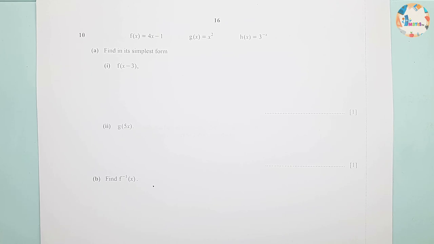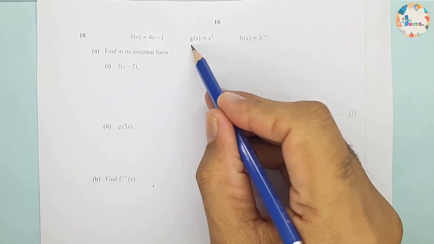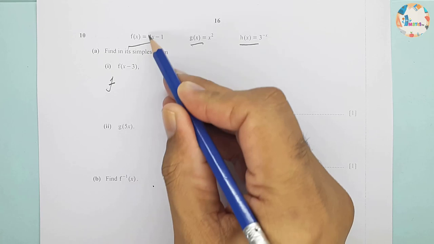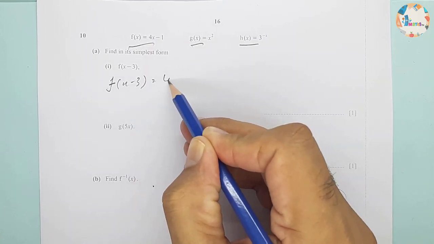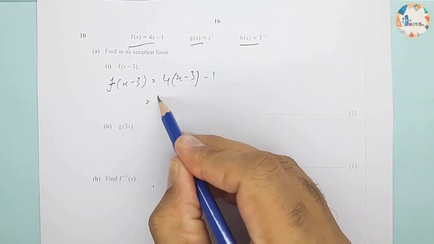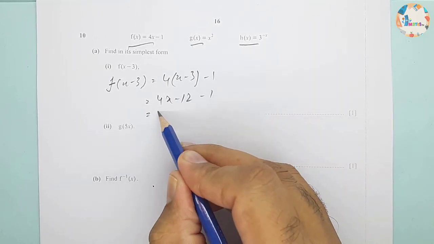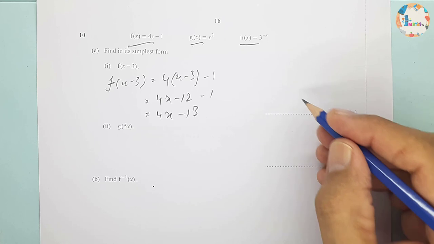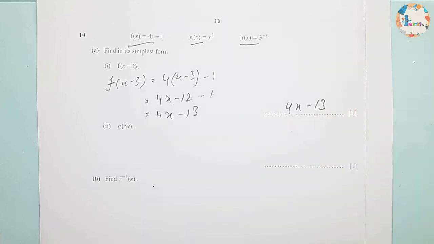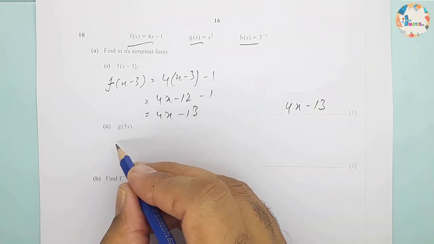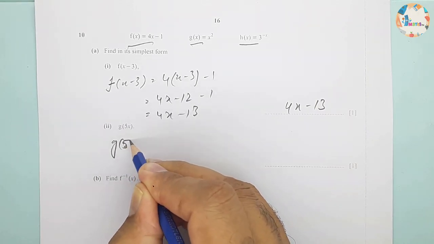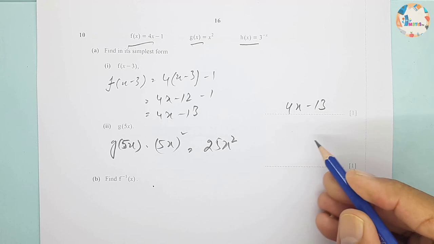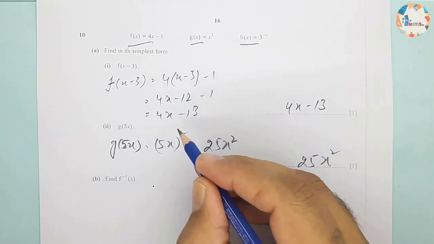Now question number 10, a functions question. f of x is given, g of x is given, h of x is also given. Find in simplest form f of x minus 3. We will replace x with x minus 3. So f of x minus 3 will be equal to 4 into x minus 3 minus 1, which is 4x minus 12 minus 1, so 4x minus 13 will be our answer. Then g of 5x: 5x whole squared, so this will be 25x squared. Our answer is 25x squared.